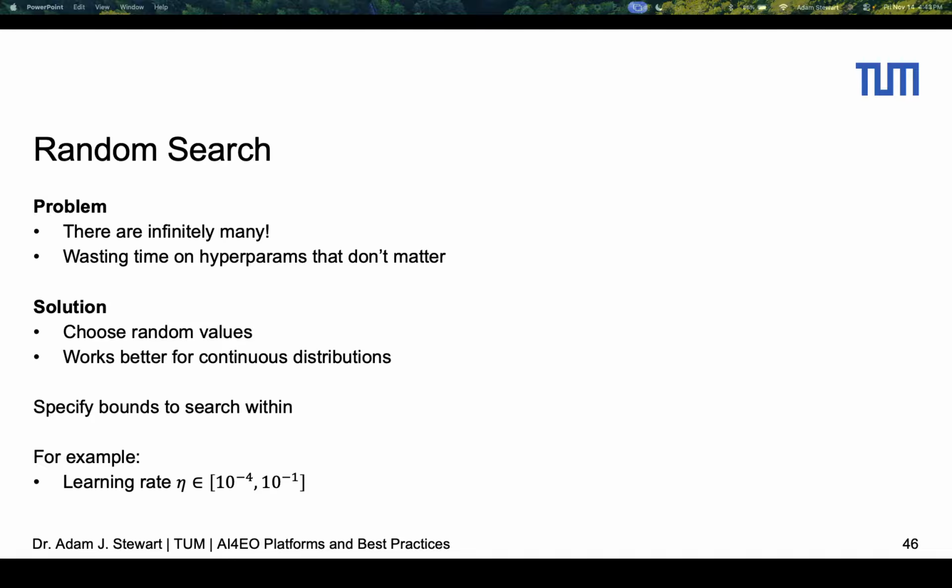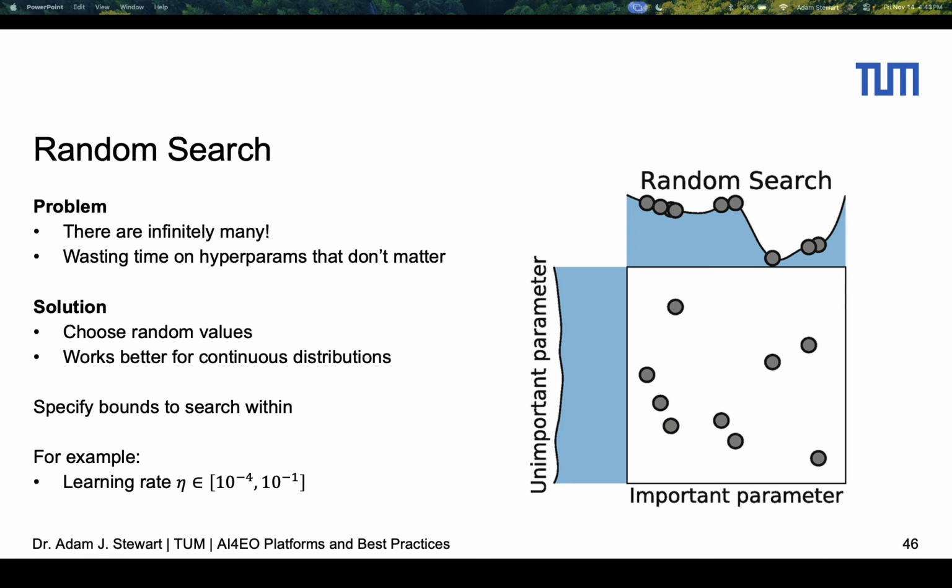So now instead of saying 10 to the negative 4, 10 to the negative 3, 10 to the negative 2, I say any number between 10 to the negative 4 and 10 to the negative 1 with, maybe, some kind of exponential probability or something like that. And what you get is something like this. So now what you see is we have the exact same number of points as we did before. We have exactly 9 data points.